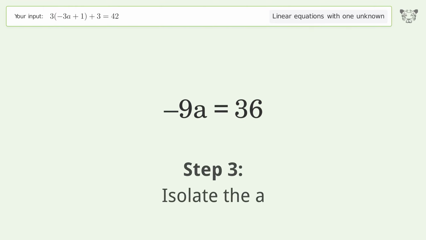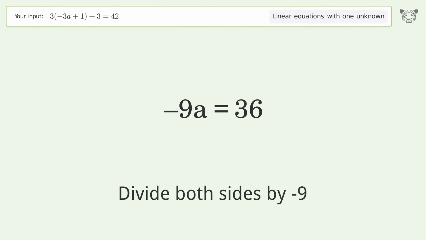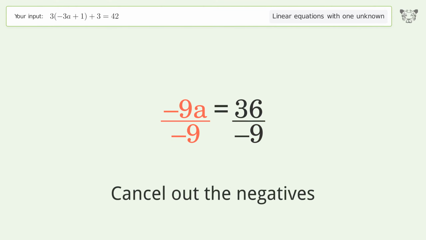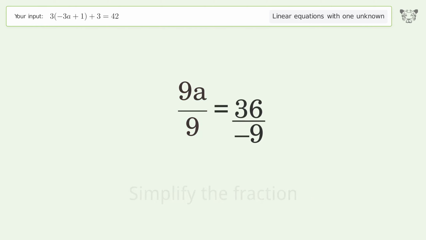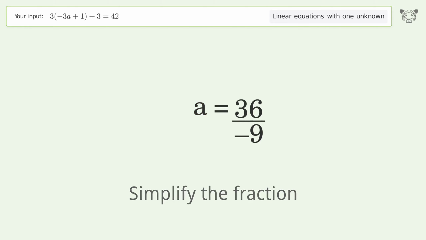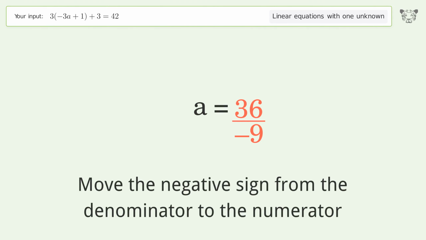Isolate the a. Divide both sides by -9. Cancel out the negatives. Simplify the fraction. Move the negative sign from the denominator to the numerator.